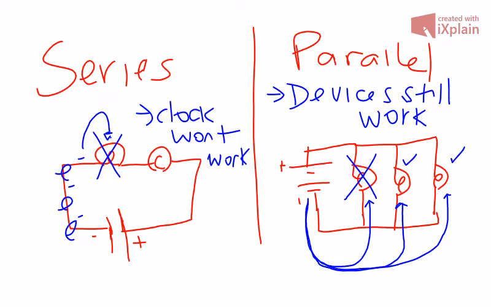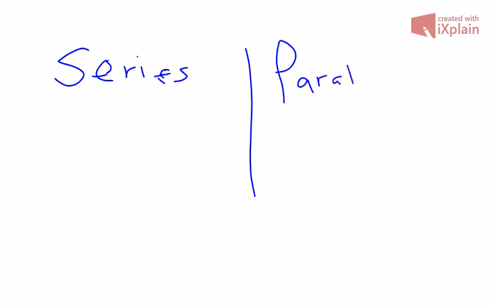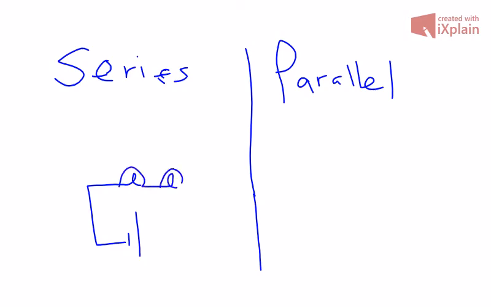And the last thing that you have to remember for the differences between series and parallel circuits is how much power each device will actually receive in the different types of pathways. So bear with me here, guys. I'm going to draw a series circuit here, just a simple one. I'll draw three light bulbs in series.